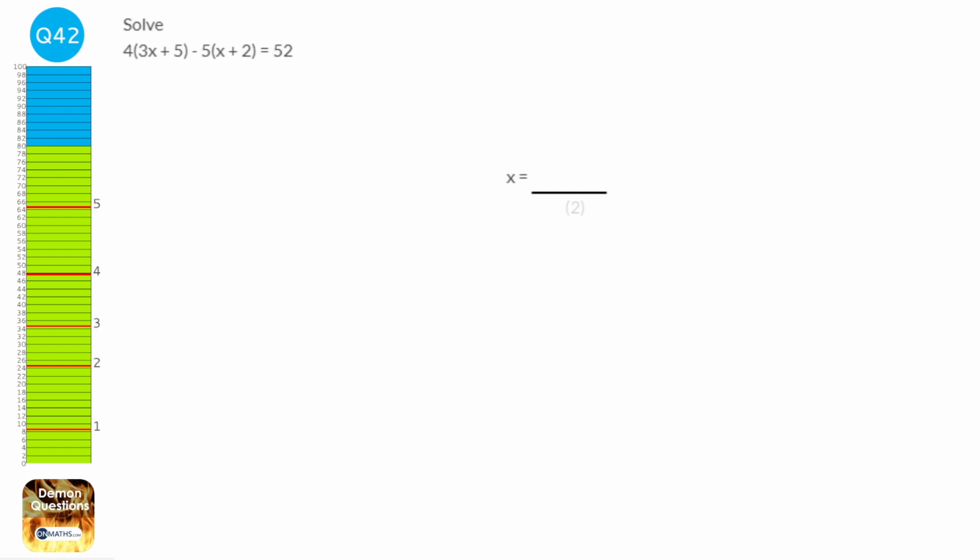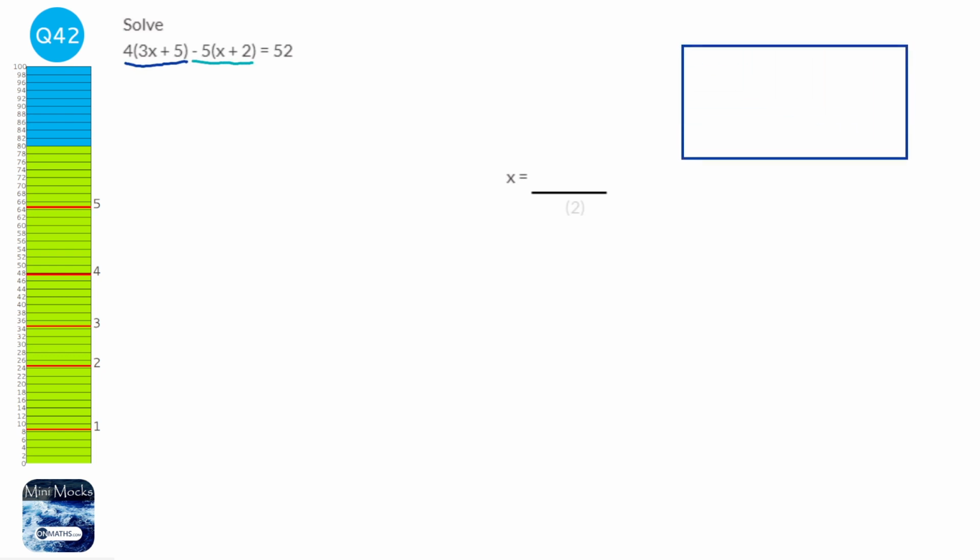Whenever we solve, we've got to get rid of any fractions or brackets first. Now looking at this, there's no fractions, but there are 2 sets of brackets. We've got the set of brackets here, and we've got the set of brackets here. So we're going to expand them to get rid of them. And you can use any method you want. I'm just going to use this kind of grid method.